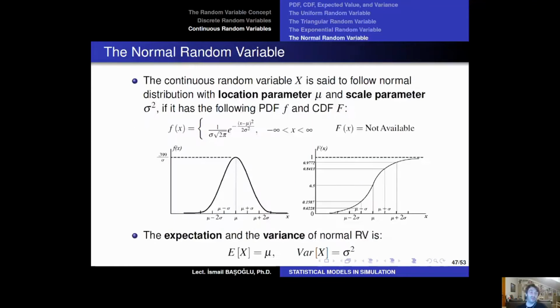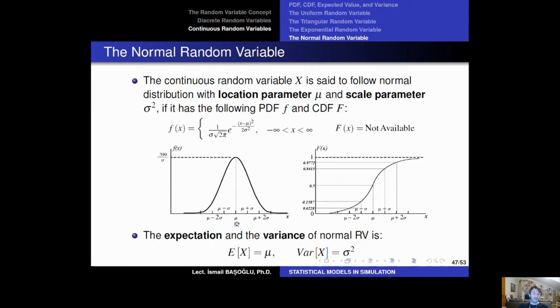Finally, we need to talk about the normal random variable. The normal random variable is one of the most important random variables in probability theory, and it is also used very frequently in statistical studies, and it is also a commonly used probability distribution in simulation modeling. Now, this random variable has two parameters, the location parameter and the scale parameter.